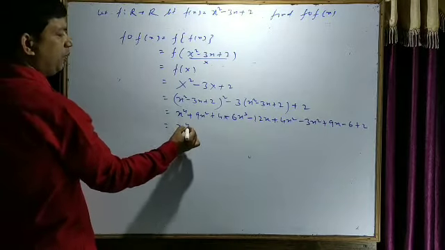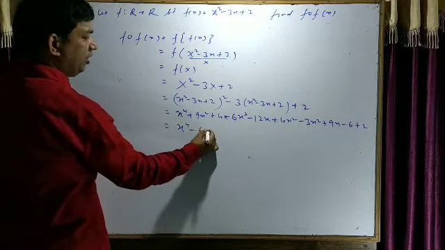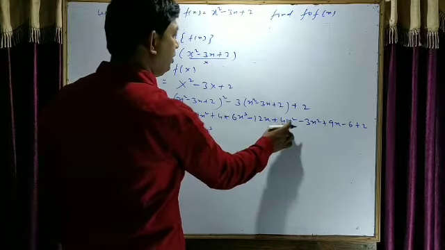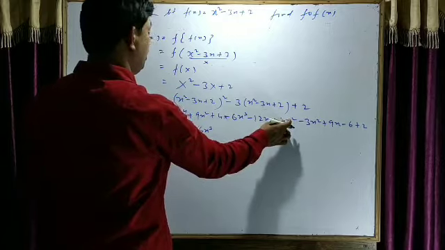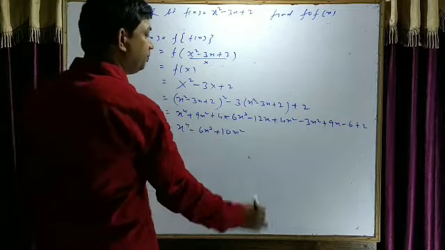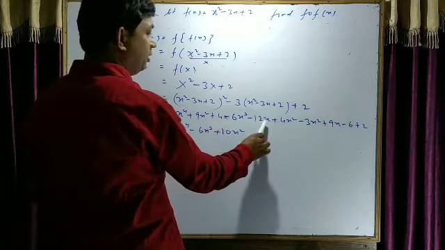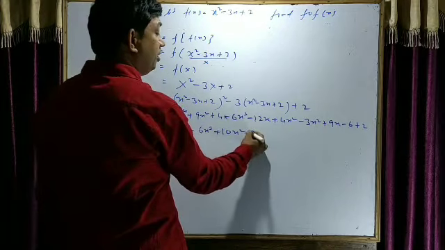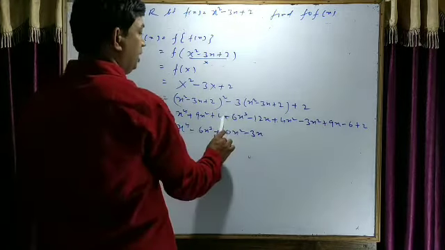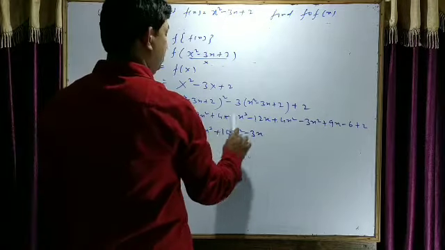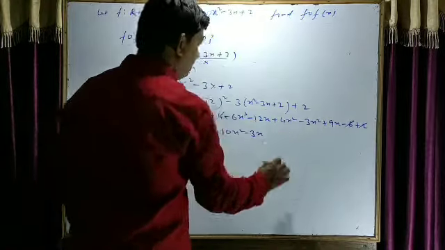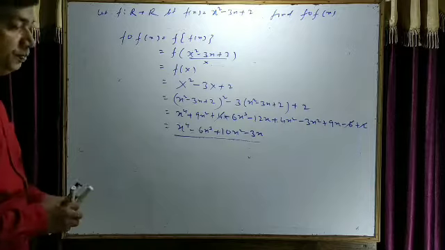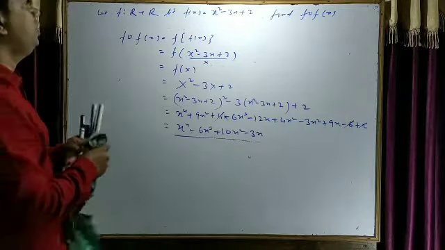So x to the power 4, any x cube terms? Minus 6x cube. Here 9 and 4 is 13, minus 3, so 10x square. After that the term related to x is minus 12 and plus 9, so minus 3x, and then 4 plus 2 is 6, minus 6, cancel. So this is the value of f composition f. Is it clear?